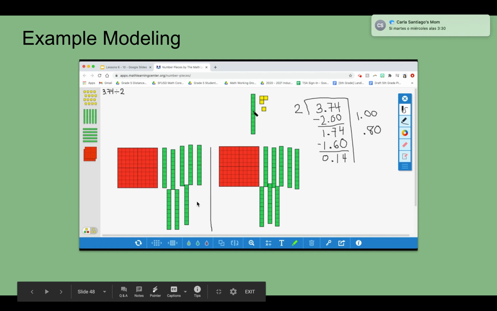So once again, I have a block that I cannot put into either group because then the groups will be uneven. So I want to make a trade for this 1 rod. I could move over 10 of the cubes, but a shortcut would be to just click on the rod and then click on the break up pieces button at the bottom, and now I have 10 cubes. All of these cubes I will divide up evenly amongst the 2 groups.